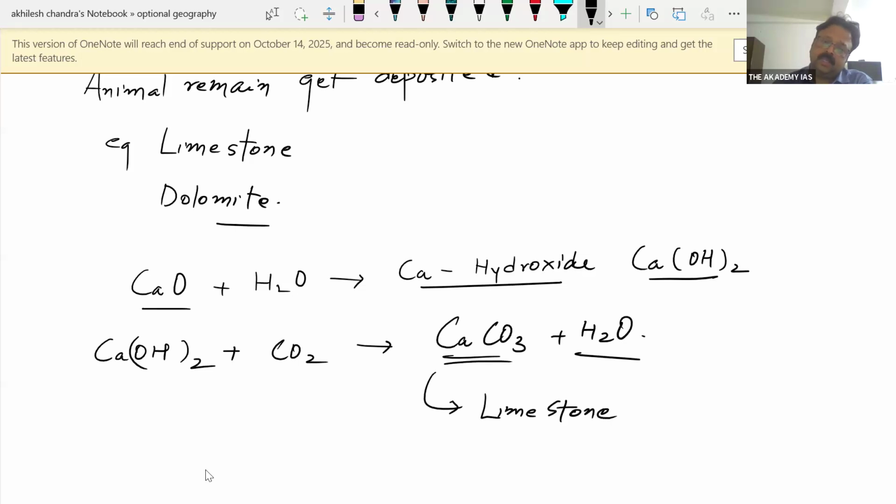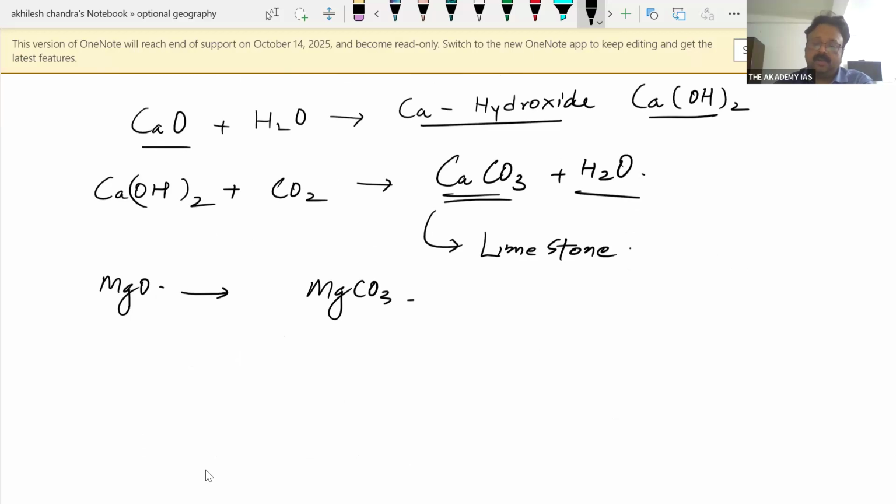The same occurs in the case of magnesium oxide, and here it forms MgCO3, magnesium carbonate. So we have dolomite. And this calcareous rock is also called carbonate rocks. Carbonate rocks. Right?